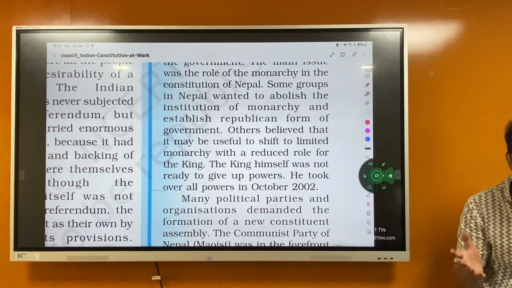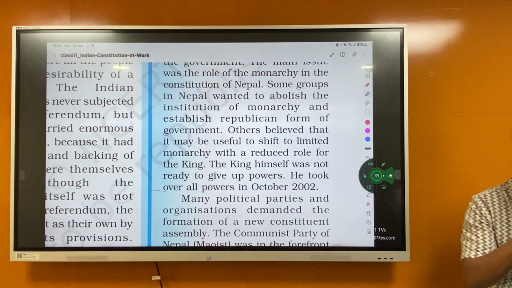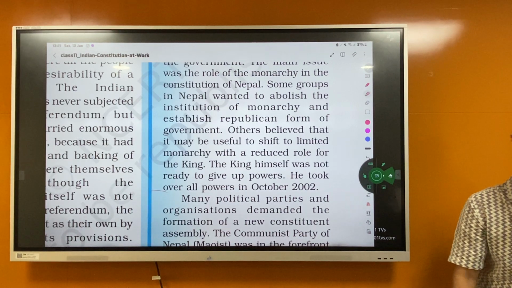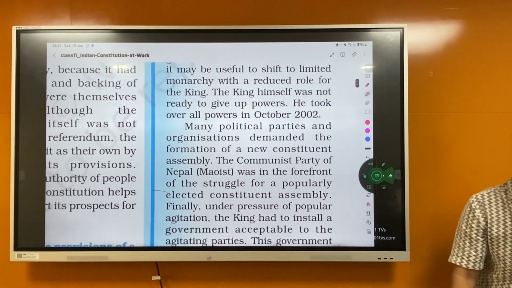See, they are now bargaining. Let's go into a republic or a little bit of power to the monarchy. But the king, why will he lose his power? Yeah, next. He took over all powers in October 2002.